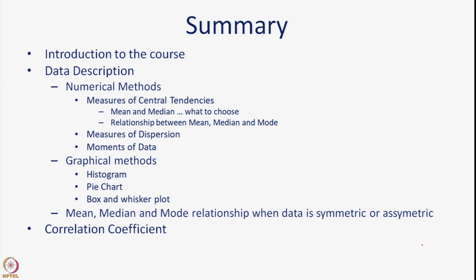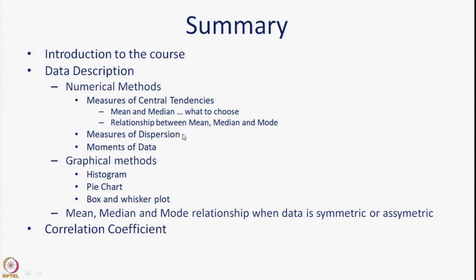So, with this we complete the section on descriptive statistics. Let us quickly go through it. First, we had an introduction to the course, and then we had a data description. We studied the numerical methods in which we looked at measures of central tendency, mean and median. We also talked about what to choose when. We also studied the relationship between mean, median and mode, in which you can decide whether it is positively skewed data or negatively skewed data. If it is positively skewed data, mode is smaller than median is smaller than mean. If it is negatively skewed data, then mean is smaller than median is smaller than mode.